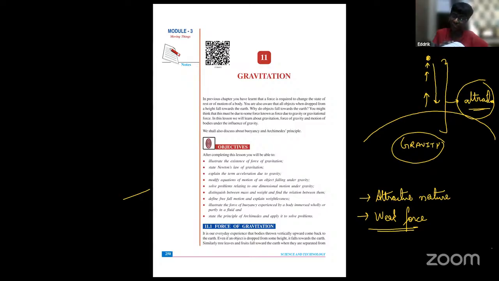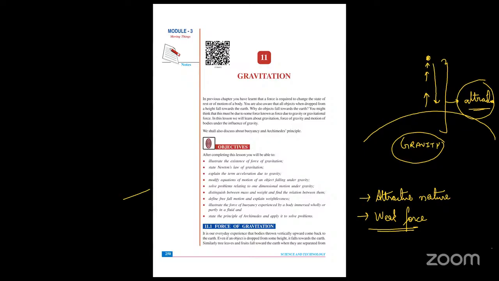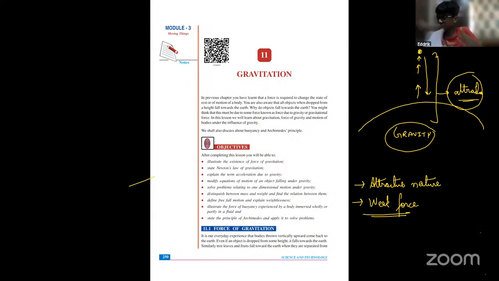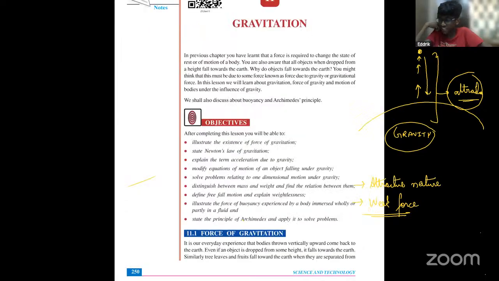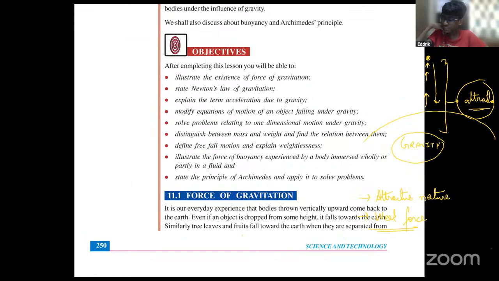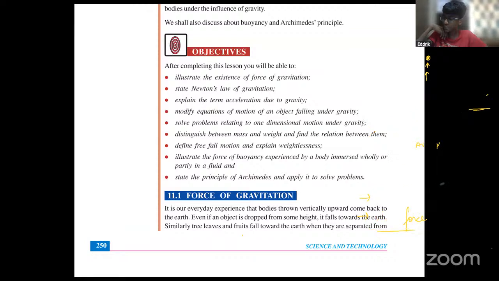Okay, I want Edric to read this. Edric, please read this. In the previous chapter, you have learned that force is required to change the state of rest or motion in a body. You're also aware that all objects, when dropped from a height, fall towards the earth. Why do objects fall towards the earth? You might think that this must be due to some force known as force due to gravity or gravitational force. In this lesson, we'll learn about gravitation, force of gravity, motion of bodies under the influence of gravity. We will also discuss buoyancy and Archimedes' principle.